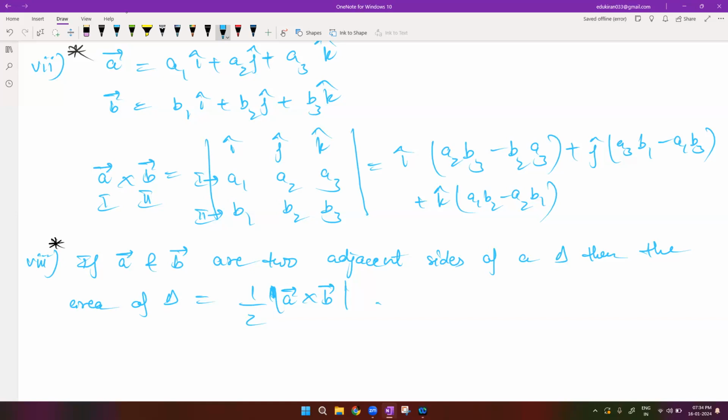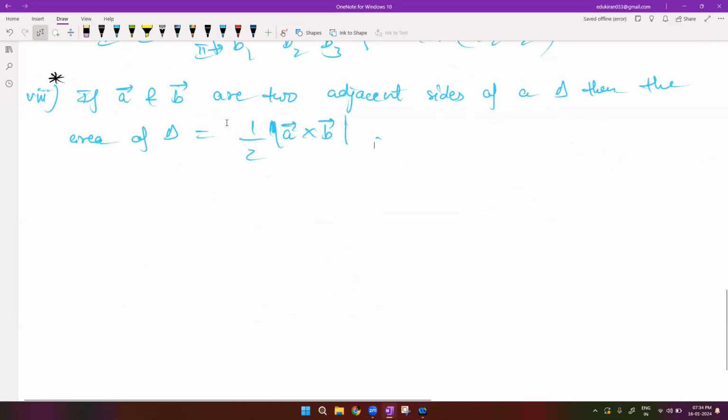But before this, first of all, this is an important property. Obviously, every two sides are adjacent in the case of a triangle. But if you know two sides of a triangle, then you also know the area of that triangle, right? Let's prove this. How is it true?